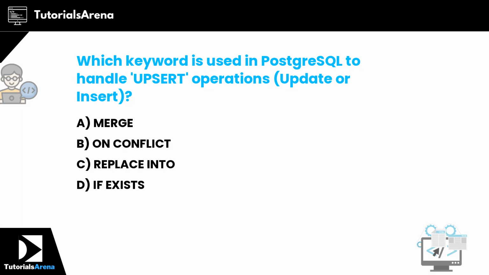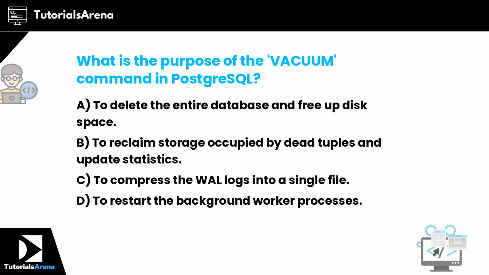Which keyword is used in PostgreSQL to handle Upsert operations, update or insert? The correct answer is option B, ON CONFLICT. What is the purpose of the vacuum command in PostgreSQL? The correct answer is option B, to reclaim storage occupied by dead tuples and update statistics.